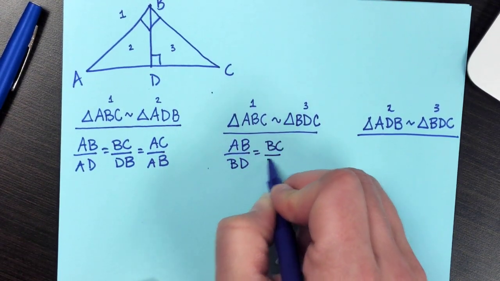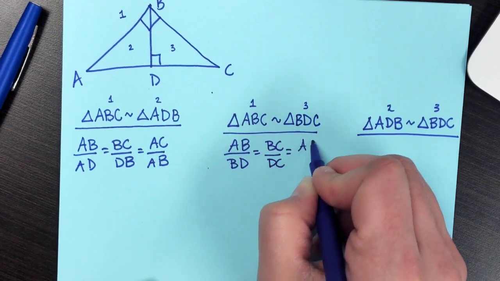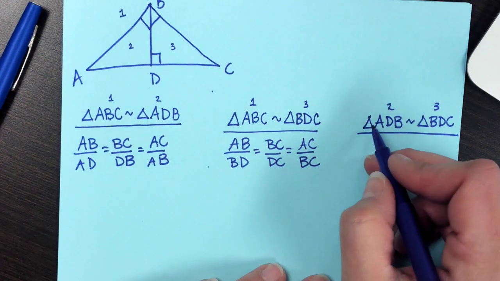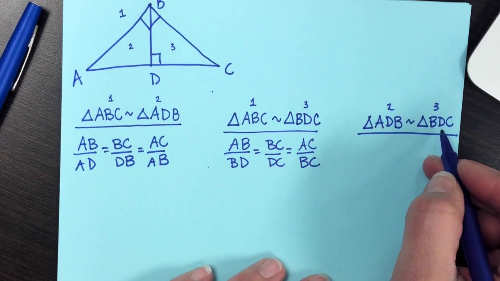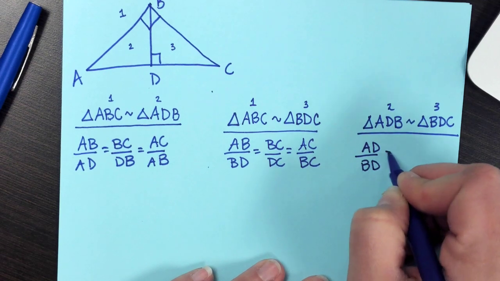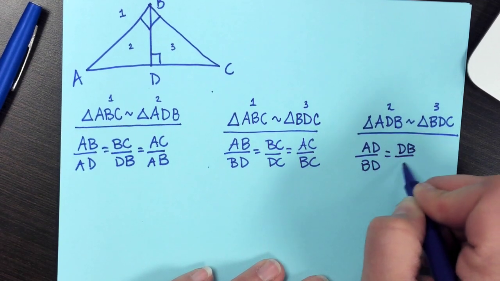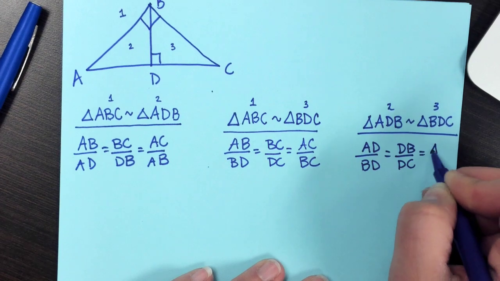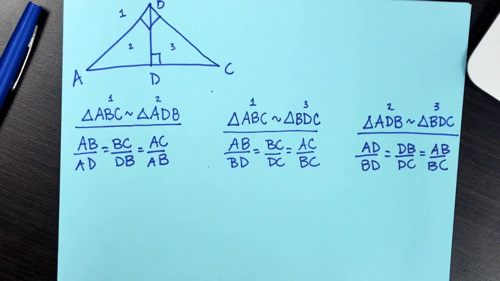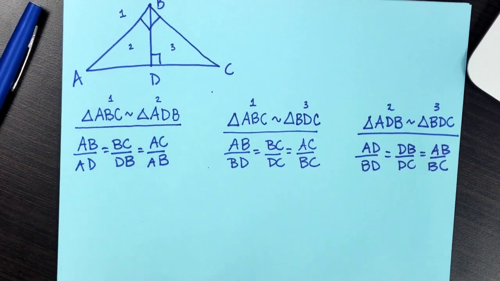BC corresponds with DC, and AC corresponds with BC, first last. And I'm going to do it one last time over here. AD, BD, DB, DC, AB, BC. Doesn't this feel like we're reviewing the last chapter as we're going through this? And that's truly all that we're doing.